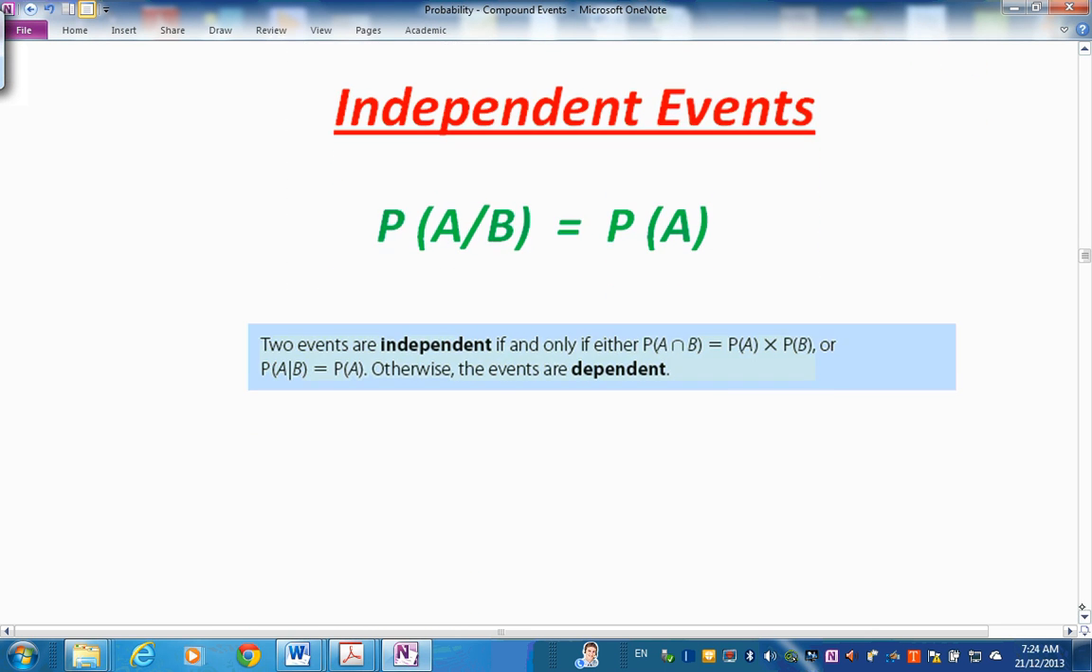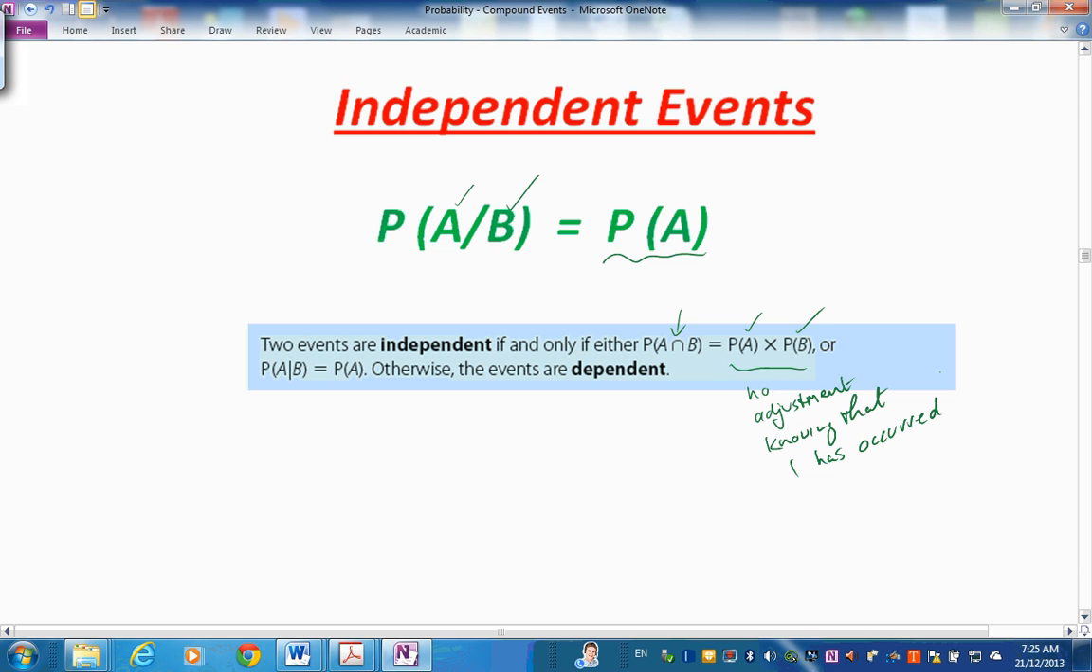Okay, let's summarise independent events then. Independent events is when the probability of A, given that B has occurred, doesn't change. It's just equal to the probability of A. Two events are independent if the probability of getting the two is the product of the separate probabilities. No adjustment knowing that one has occurred. That's what we have to test.